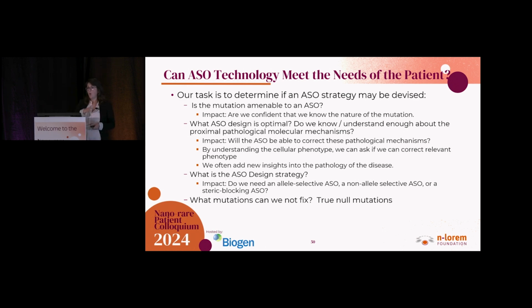Do we need that? Or are we okay? Is the protein not essential? And are we okay in actually reducing both the abnormal mRNA, and therefore the abnormal protein, and the normal one? Or do we actually need to modulate this mRNA somehow? Do we need to change its splicing? Can we use a steric blocking ASO? All of these are questions that we need to understand and know before a case enters design. Are there mutations that we cannot fix? The answer is yes. True null mutations, when you have a true loss of function, either the protein not being produced or not being completely active, these are mutations that we cannot fix.